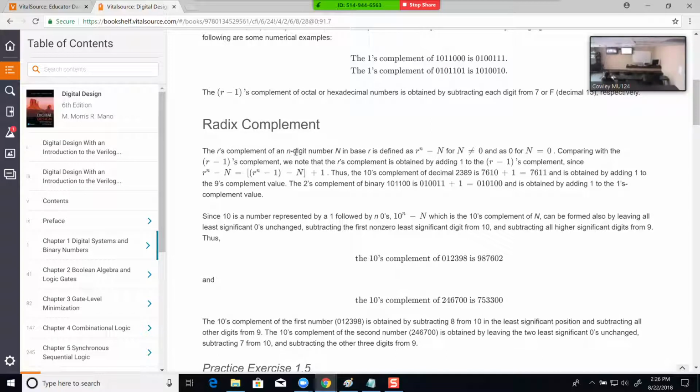The r's complement of an n-digit number, uppercase N, in base R is defined as R to the little n minus big N, where N is not equal to 0. So this formula is different, isn't it? It's not the same principle as the other one. The other one was R to the n minus 1. So this doesn't have the minus 1. You can think of the minus 1 as diminished, so it reduces it.